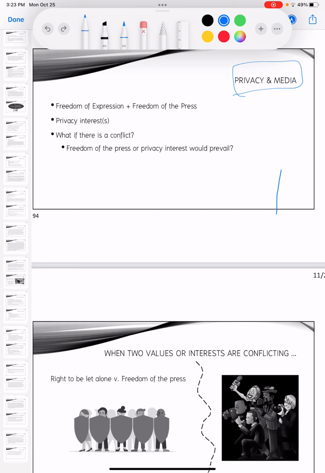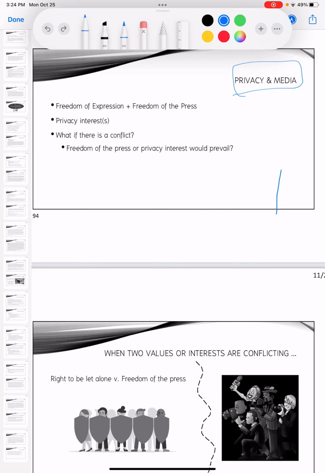All right, in this second clip, we're going to see how media freedom, or freedom of expression, or freedom of the press conflicts with privacy. Now we know both interests are protected under the law. Freedom of expression and freedom of the press are protected in order to serve the public interest, right? Because as the gatekeeper, as the watchdog, they have the freedom to report the news, to report the facts that the public are supposed to know.